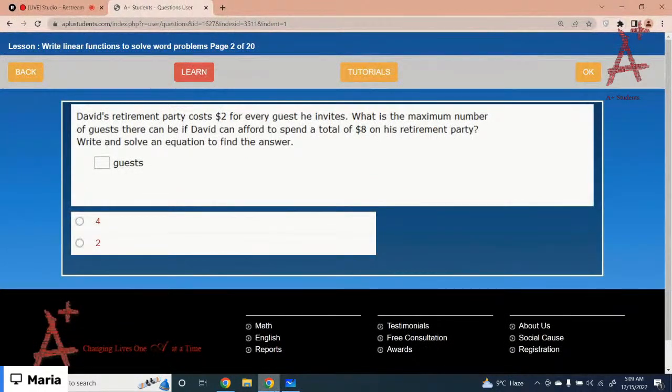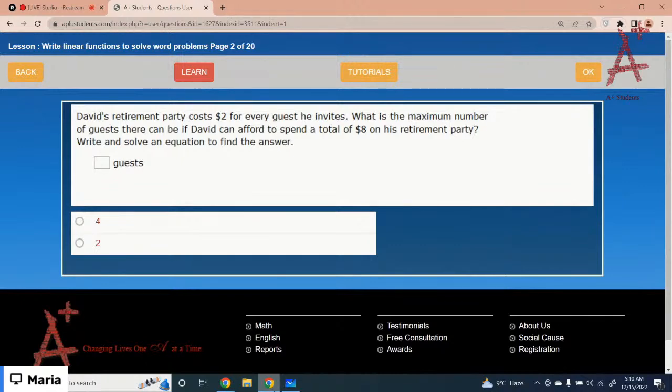David's retirement party costs $2 for every guest he invites. What is the minimum number of guests there can be, if David can afford to spend a total of $8 on his retirement party? Write and solve an equation to find the answer. Got it?